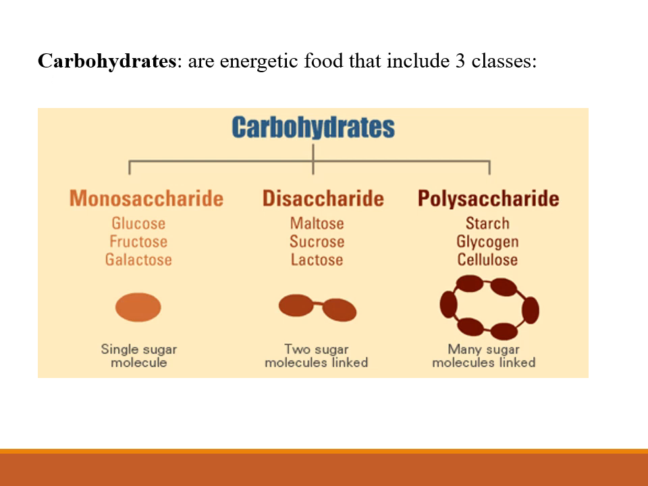Starting from the first group of organic food, which is the carbohydrates. Carbohydrates are energetic food. They give energy to our body. They include 3 classes: monosaccharide, disaccharide, polysaccharide. Monosaccharide is a simple sugar molecule. Example, glucose. Whereas disaccharide is made up of 2 sugar molecules linked together. Example, maltose. Maltose is made up of 2 glucose molecules. Whereas polysaccharide, example, starch and cellulose, is many sugar molecules linked together.